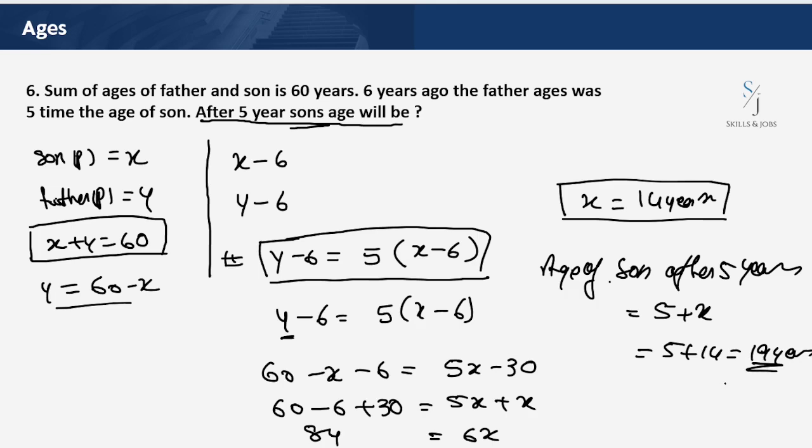Okay, so the final answer is 19 years. So we need to understand, we don't have to find the value of x and limit ourselves. We need to find out the answer to what is asked. So what is asked here? It is asked what is the age of the son after 5 years. So the answer is 19 years.